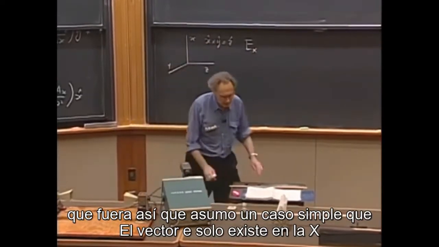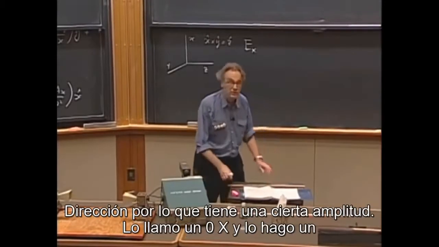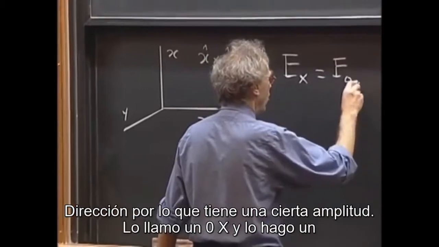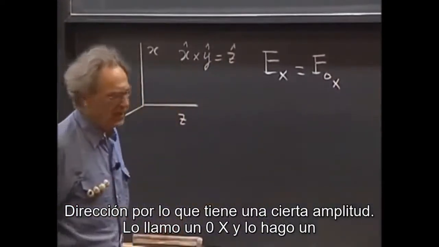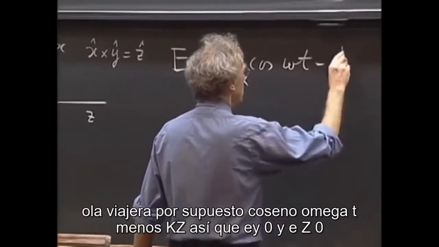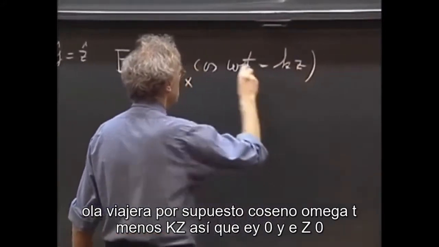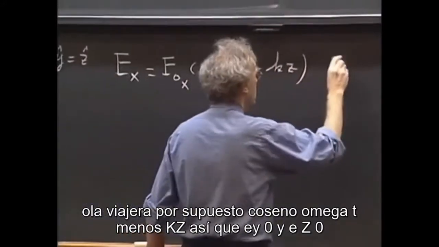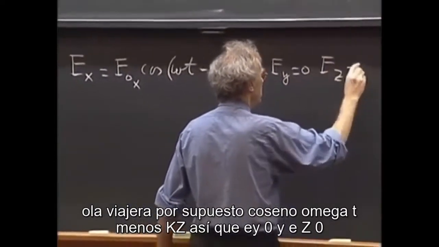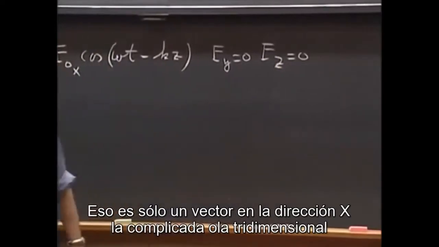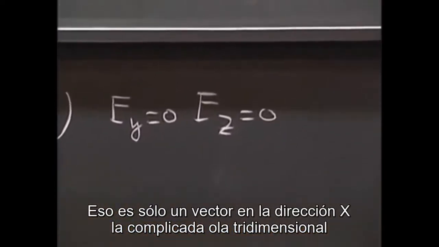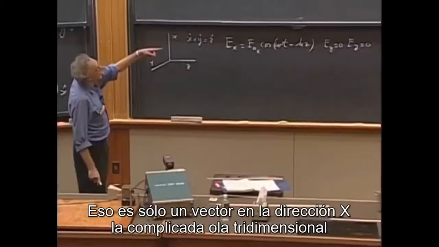So I assume a simple case that the E vector only exists in the x direction. So it has a certain amplitude, I call it E0x. And I make it a traveling wave, of course, cosine of omega t minus kz. So Ey is 0 and Ez is 0. So it's only an E vector in the x direction.